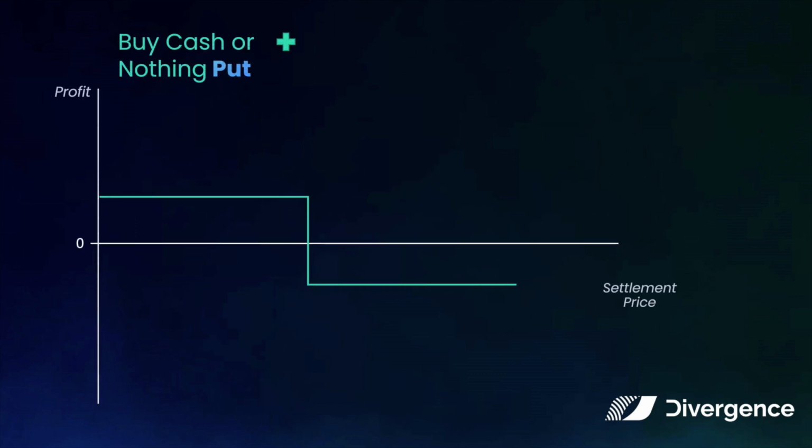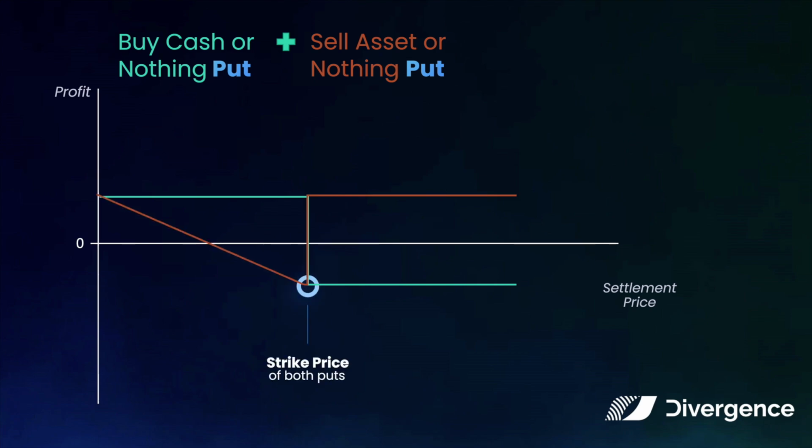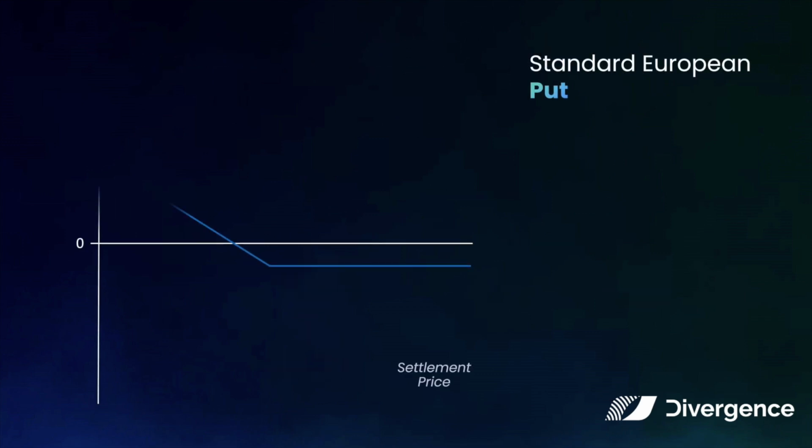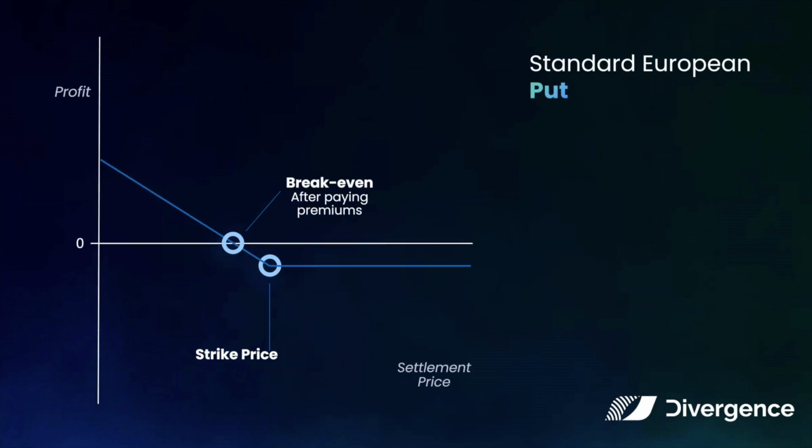Now let's see what happens when you buy some cash-or-nothing puts and sell an asset-or-nothing put of the same strike. The number of cash-or-nothing puts you buy would have to equal its strike price. So if both of your put options expire in the money, you get a fixed cash amount at the strike price and pay out an Ethereum. This is the same as having a long position in a standard European put option.